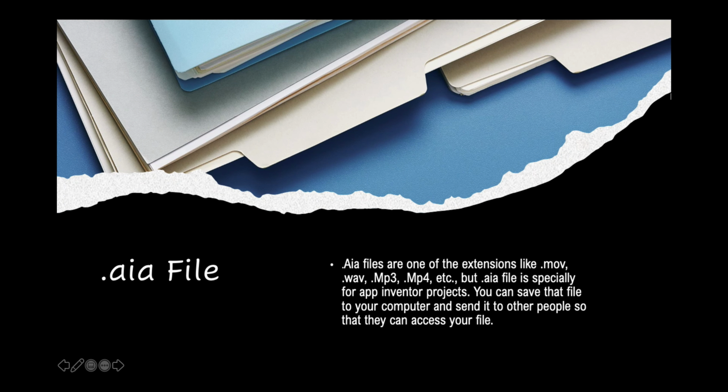Now we have seen the project. Now let's see how to upload the AIA file. AIA files are one of the file types like MOV, WAV, MP3, MP4 and so on. But AIA files are only for App Inventor and you cannot use them on other computers or other apps. You can share it with other people so that they can upload the AIA file in MIT App Inventor and they can also access it. Now let's go to App Inventor and see about that.